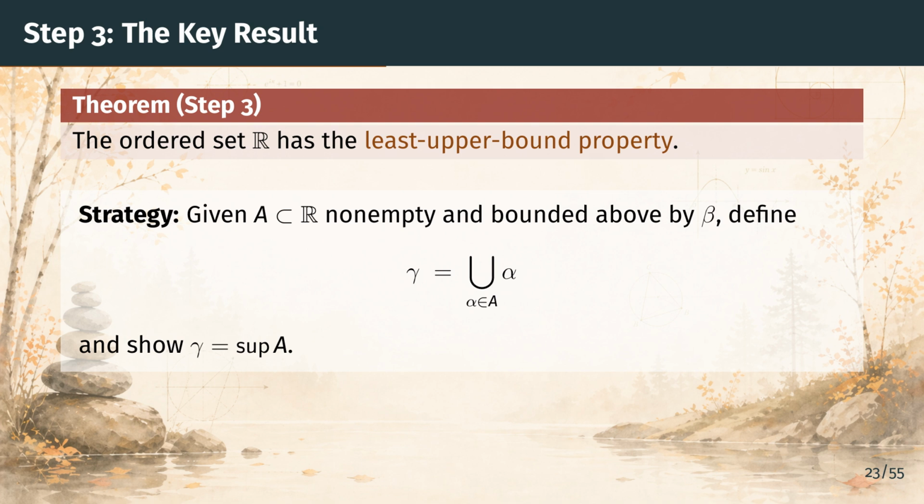The great surprise is that you never have to construct the supremum. You just take a union, and set theory does the rest. Compare this with the rationals, where no such operation would give you a rational answer.